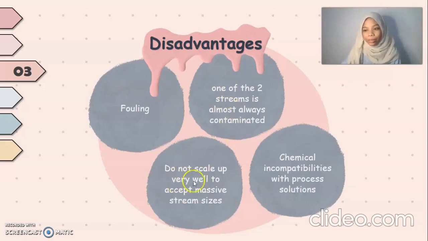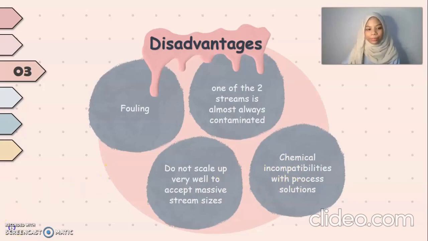Next, processes often do not scale up very well to accept massive stream sizes, and last but not least, chemical incompatibilities with process solutions. This is especially the case in typical chemical industry solutions, which can contain high concentrations of various organic compounds. I will now pass this presentation to Afifa.